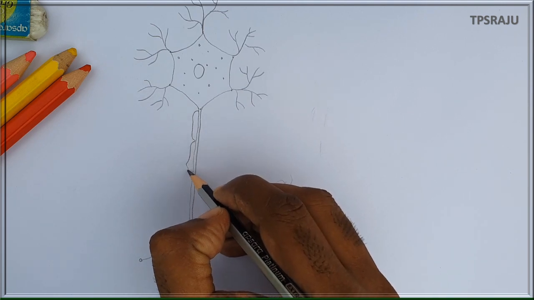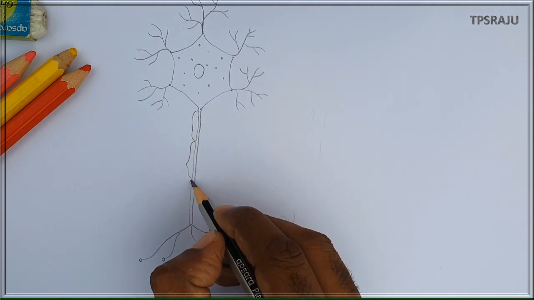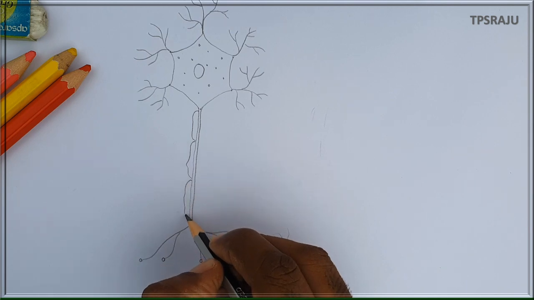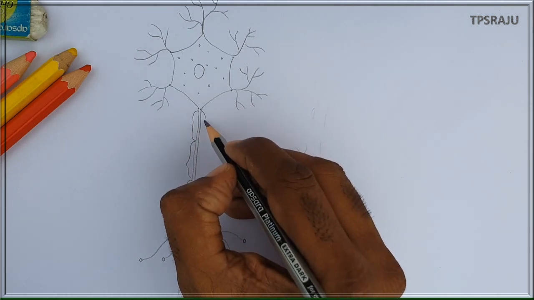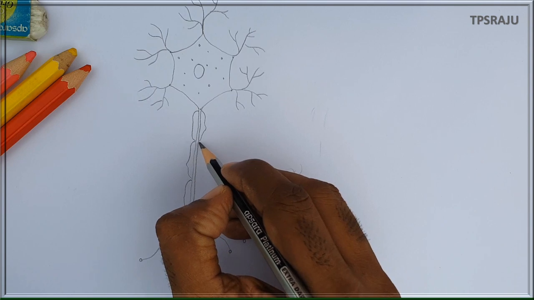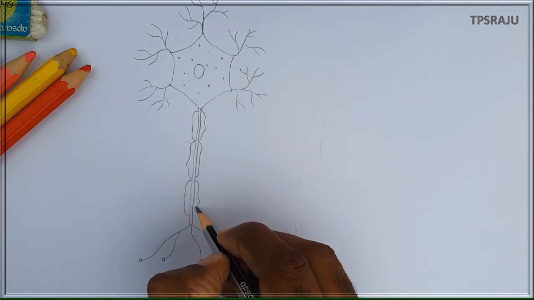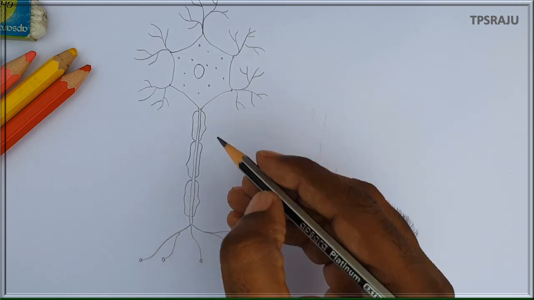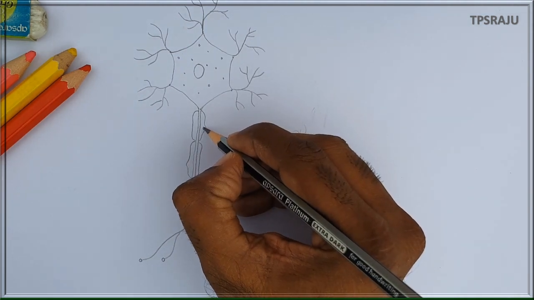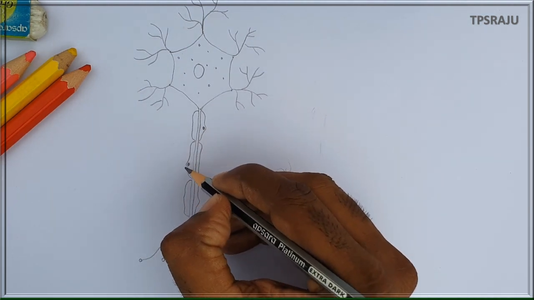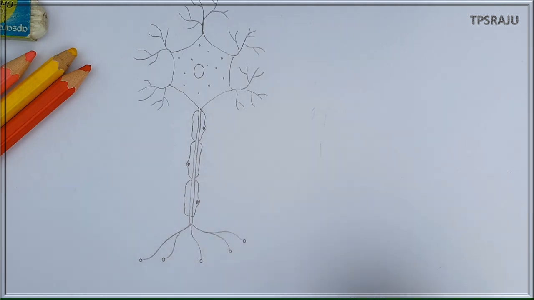Axon is surrounded by a specialized sheath called myelin sheath. It is made up of Schwann cells and fatty matter. The sheath is interrupted at regular intervals called nodes of Ranvier. Now the diagram is completed. For better appearance, again draw the diagram with black pen.